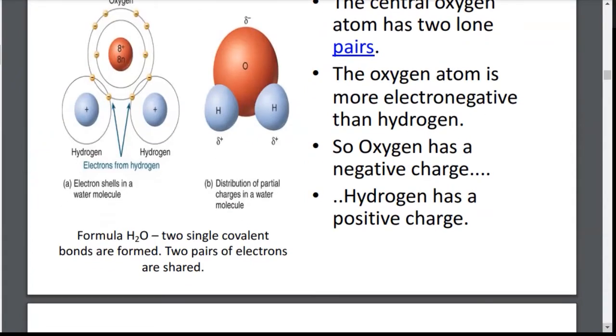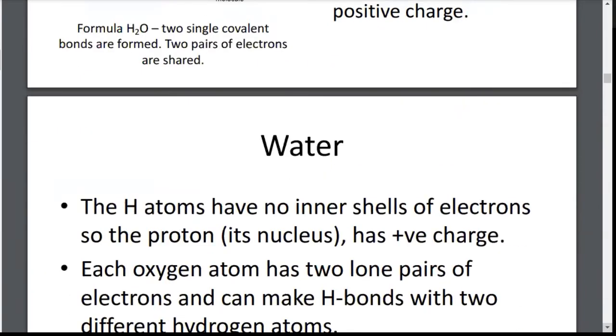Good. Right then. Okay, so with hydrogen, the hydrogen atom doesn't have any shells of electrons. Like we said, it's the simplest substance that there is. So when it loses the electron, all it has is the proton in the middle of the nucleus, which has the positive charge.